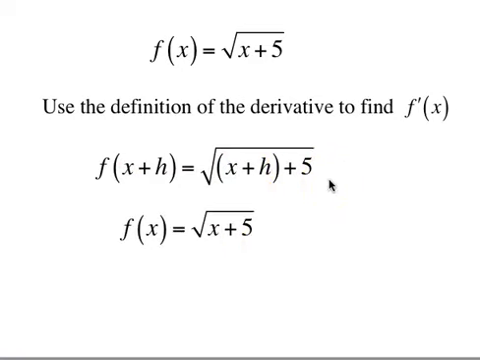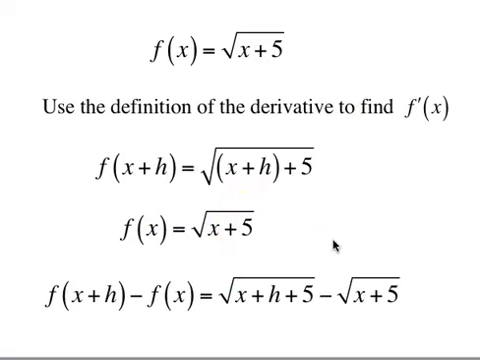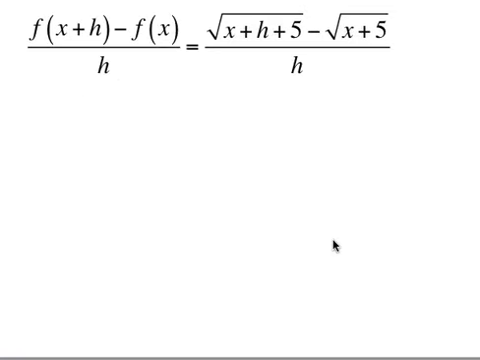f of x is that, so if I subtract them, f of x plus h minus f of x, it will be the square root of x plus h plus 5 minus the square root of x plus 5. And I want to divide that whole thing by h to get it in the form I need, f of x plus h minus f of x over h. So that's what I need. And to do this, if I plug in 0 here, I get root x plus 5 minus root x plus 5, 0 on top. Plug in 0 downstairs, I get a 0 over 0 case. So I need to rationalize the numerator if I'm going to simplify this.